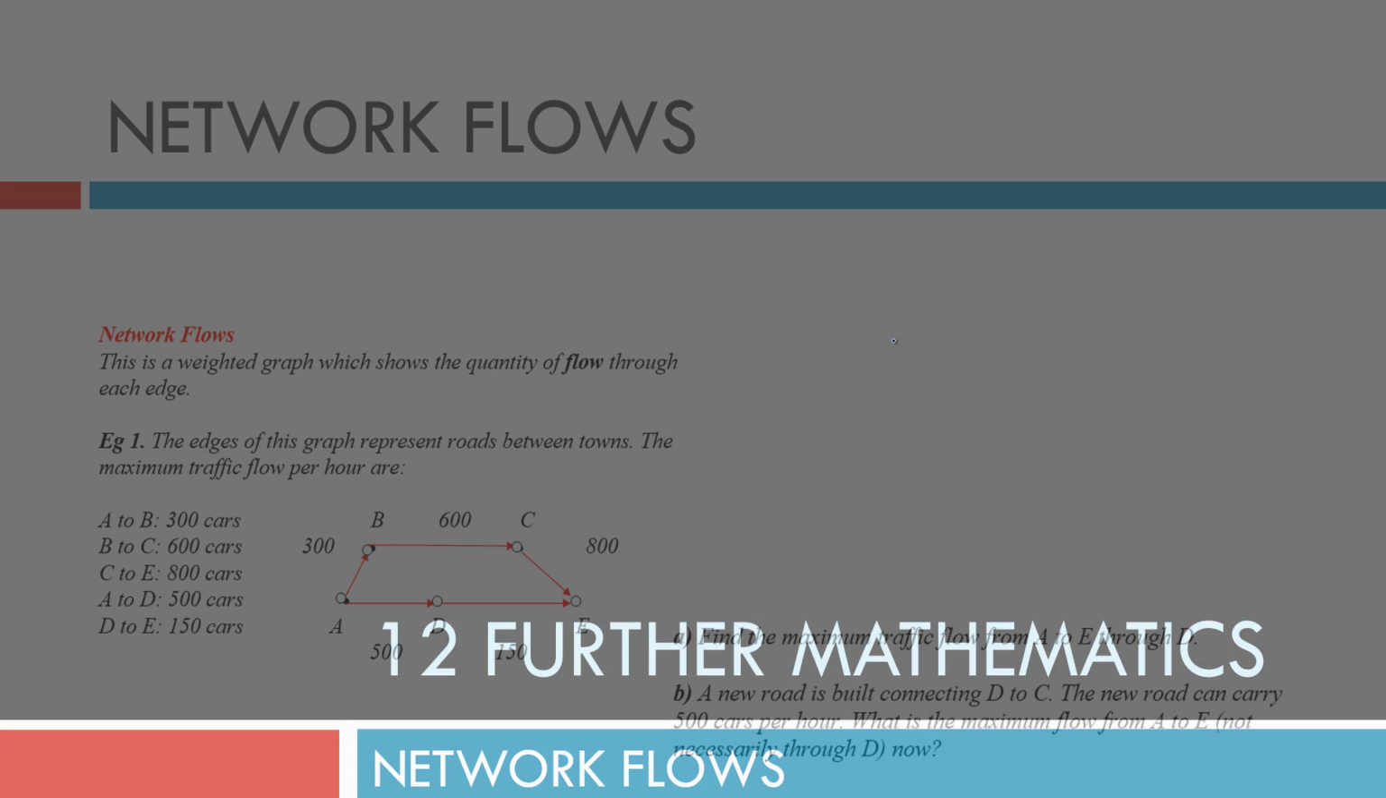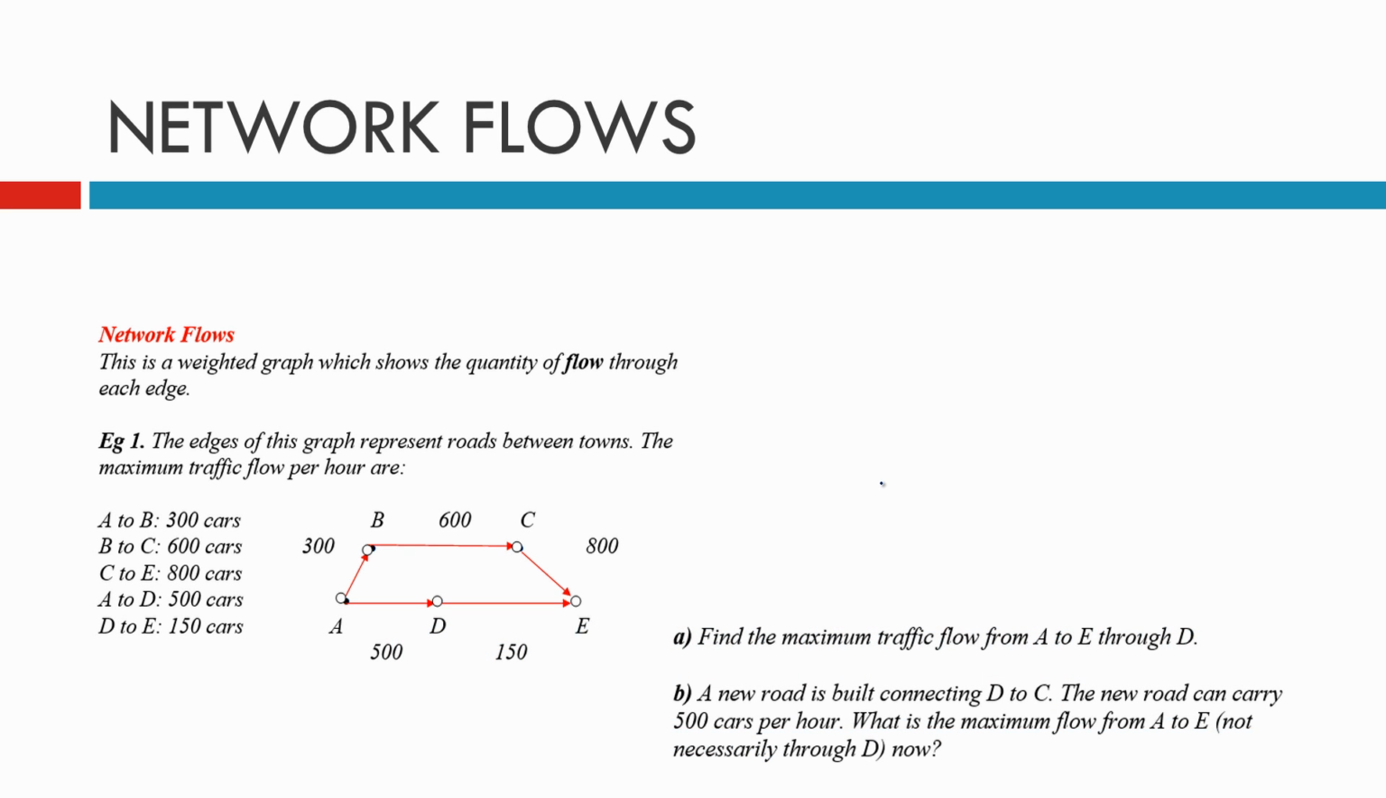Network flows. This is a weighted graph which shows the quantity of flow through each edge. So how much can go from one section to the other section. Example 1 here. The edges of this graph represent roads between towns. The maximum flow per hour are, so there they are. We've written them on the diagram already.